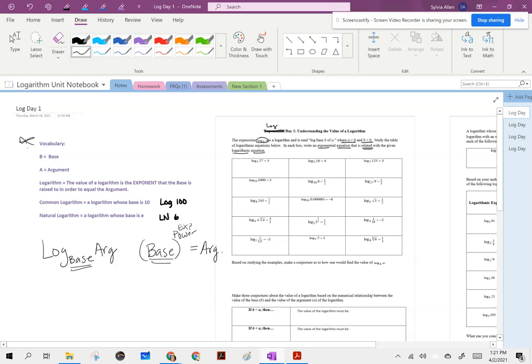And a logarithm is just basically what you're trying to do is find the exponent of the base. So you have a base to a power and it equals a number, and we are working backwards and actually trying to figure out what that exponent is.